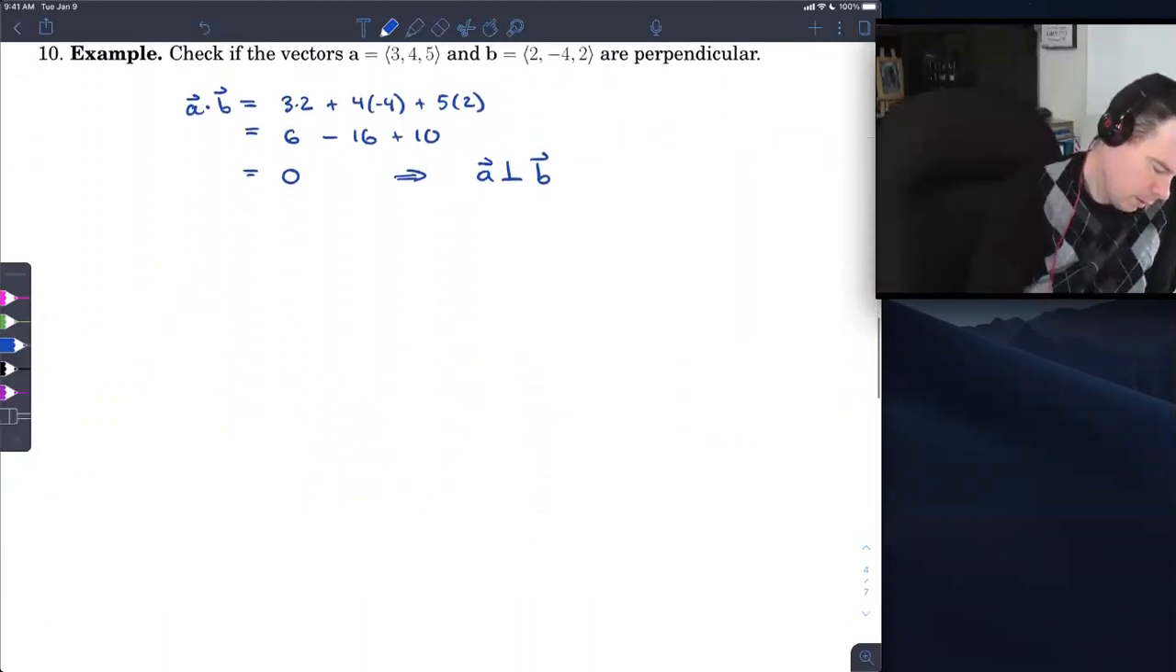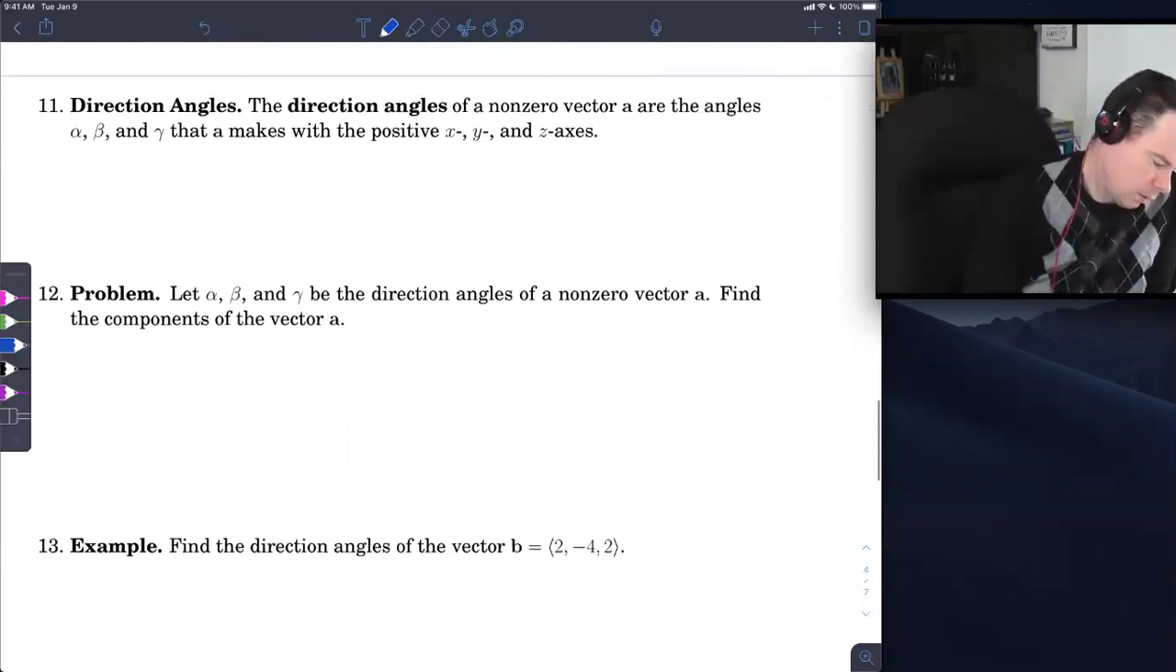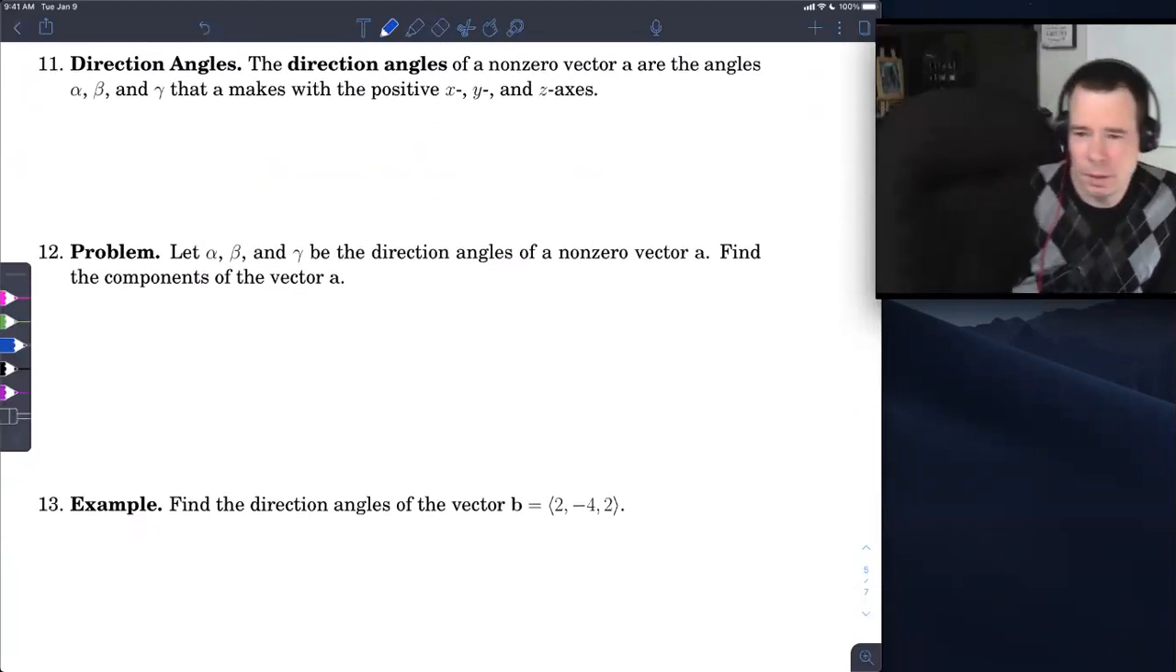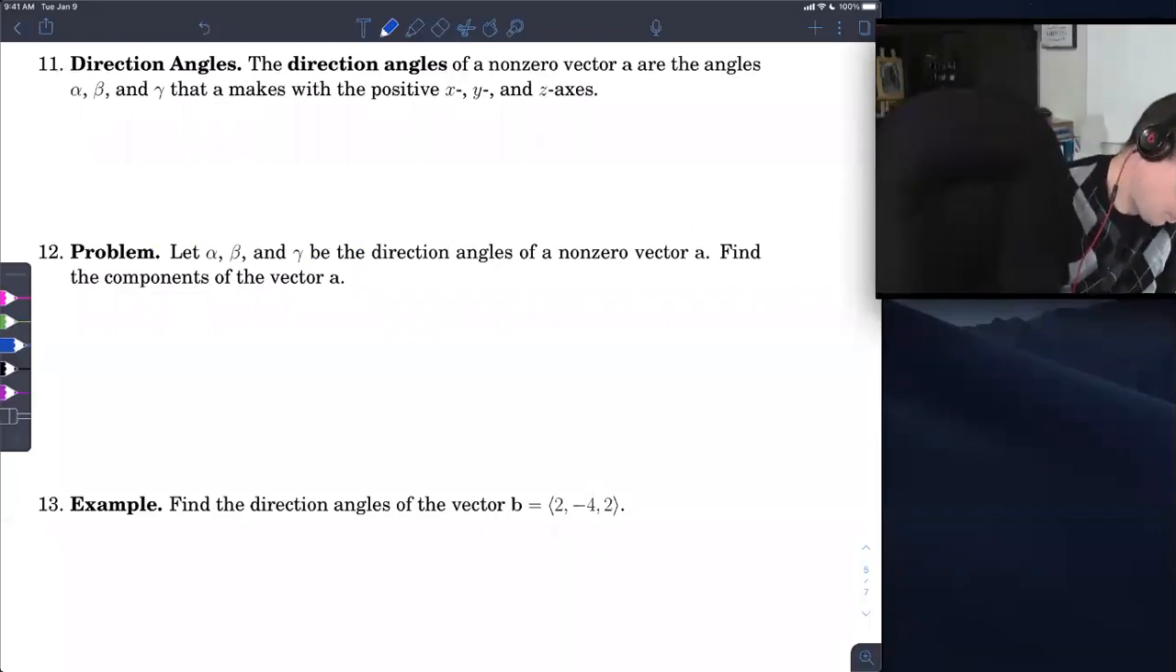All right, let's go ahead and look at another topic related to this, and this is known as direction angles. So for a given vector in space, there are some special angles for that vector, and I'll just draw an arbitrary vector in here, maybe something that looks like this.